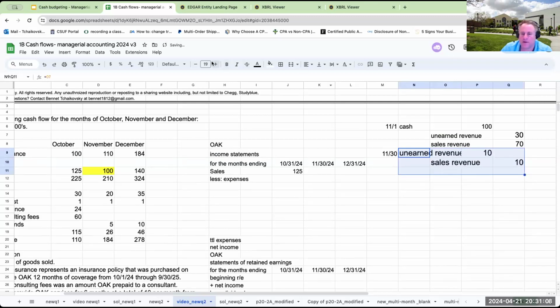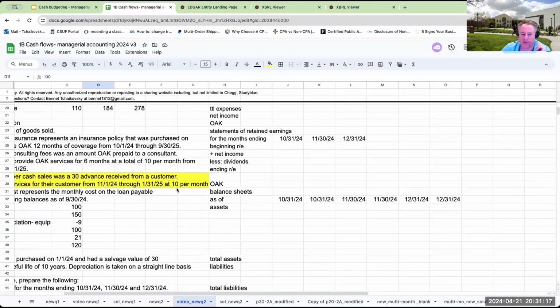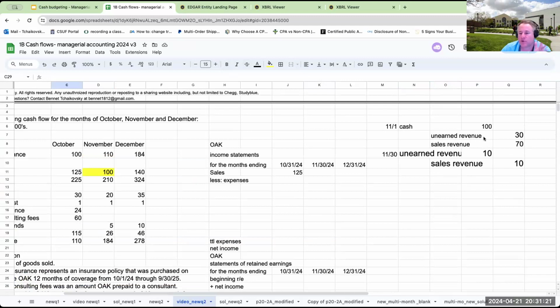So let's take a step back. It tells me over here that of this 100, 30 was an advance received from a customer, and I would be doing it at 10 per month. So what that meant was when I got the money during the month, and the sales revenue could have been throughout the month, I'm just using this as an example. So of the 100 of cash, 30 was unearned. That meant that we had 70 of sales revenue based on this.